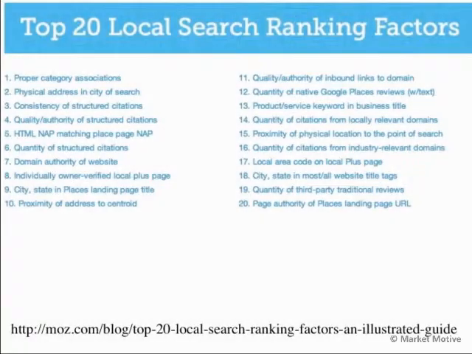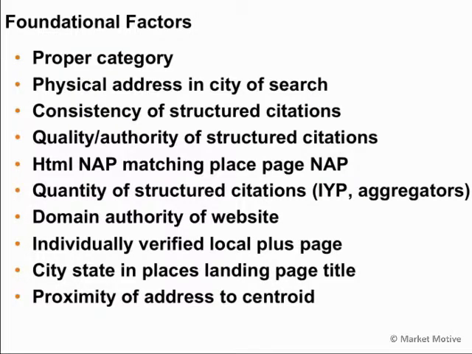So this rounds out the top 20 local search ranking factors. If you have questions, Miriam Ellis did a really nice local search ranking factors illustrated guide, very similar to what I just did here. But you have an idea for these foundational factors now. Being in the proper category, having a physical address. These are foundational. Consistency, the quality and authority of those citations. Having your website name, address, phone number match your Places page. The number and quantity of those structured citations, the overall domain authority of the website, a locally verified Plus page, and the proximity. These are all foundational factors.